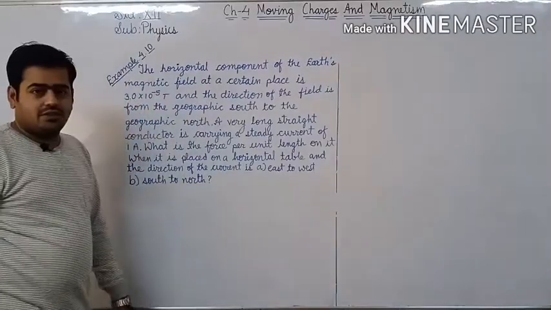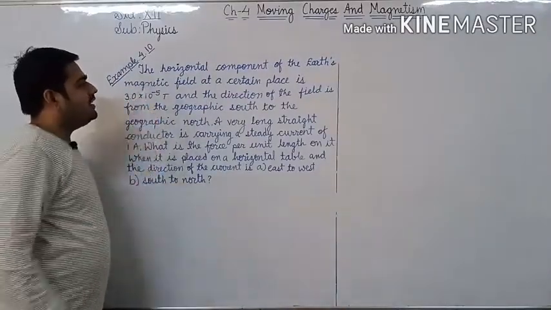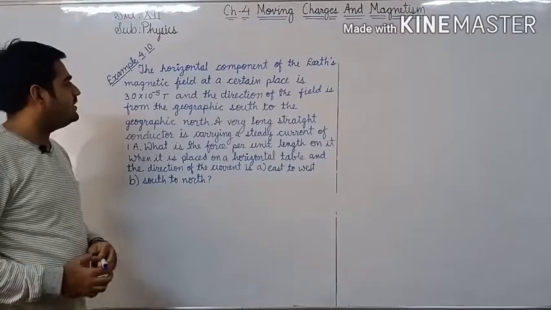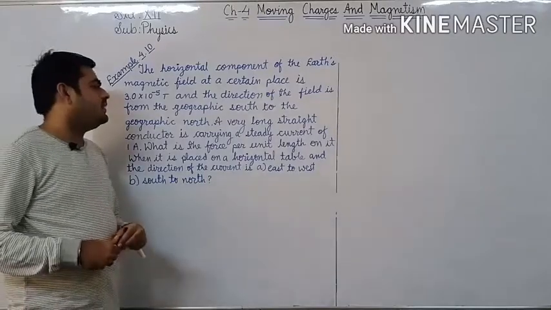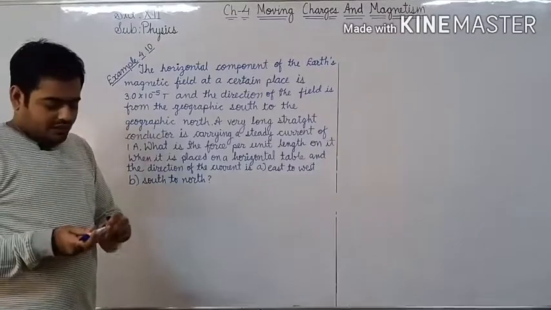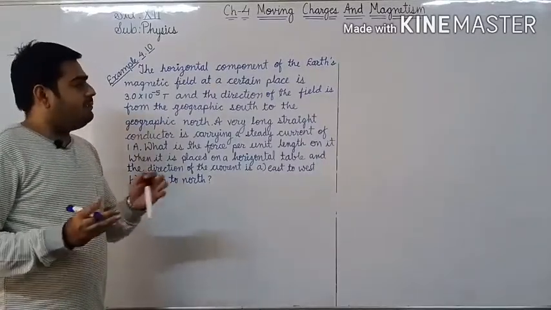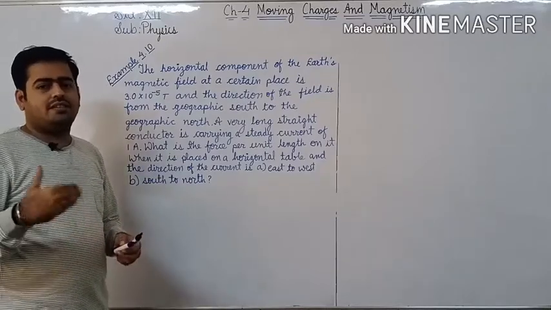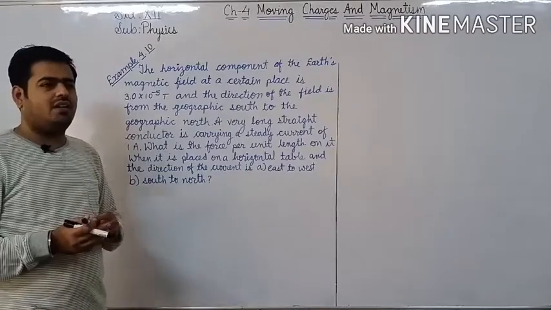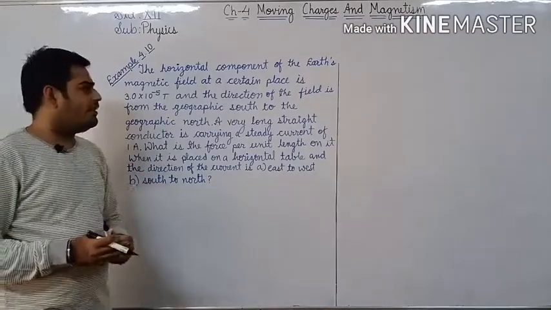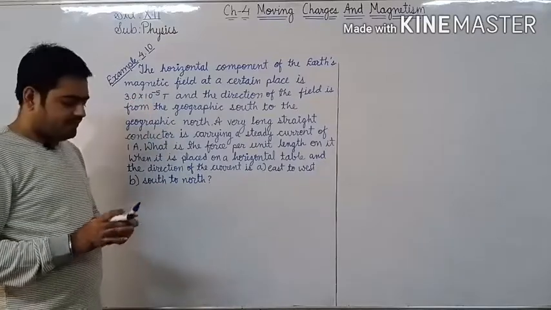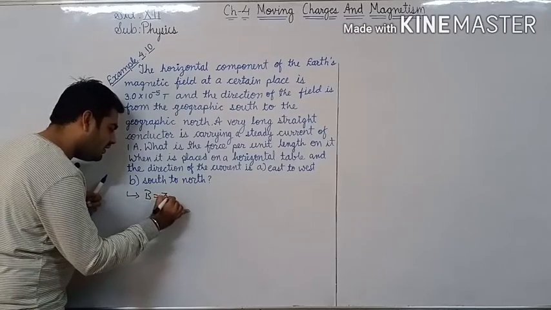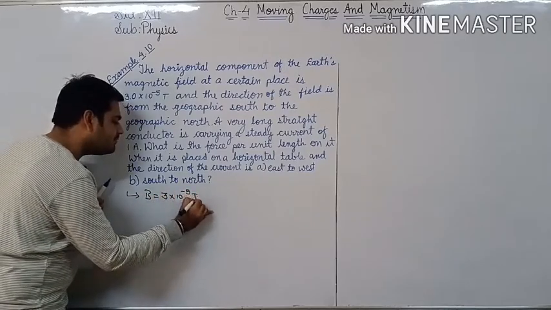Example 4.10. The horizontal component of the Earth's magnetic field at a certain place is 3 into 10 raised to minus 5 Tesla. Horizontal component of Earth's magnetic field. At different places on Earth, there will be some magnetic field due to Earth, and about that we will study in chapter number 5. मतलब अर्थ की भी कुछ मैग्नेटिक फील्ड रहेगी और वो हमें दी हुई है 3 into 10 raised to minus 5 Tesla. So here magnetic field is 3 into 10 raised to minus 5 Tesla.